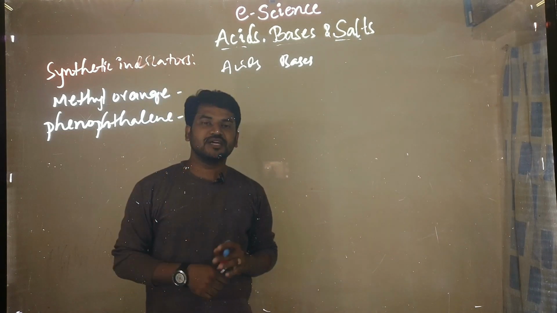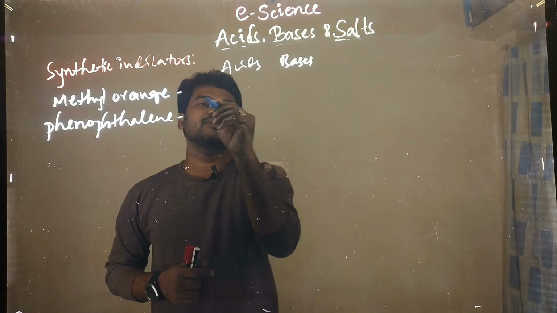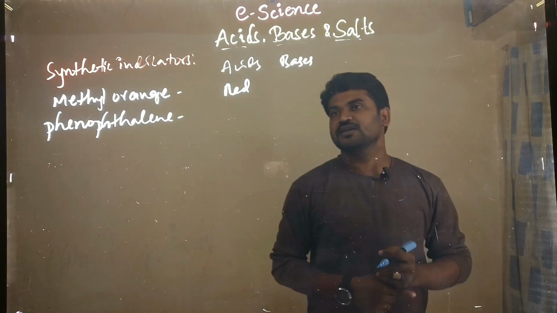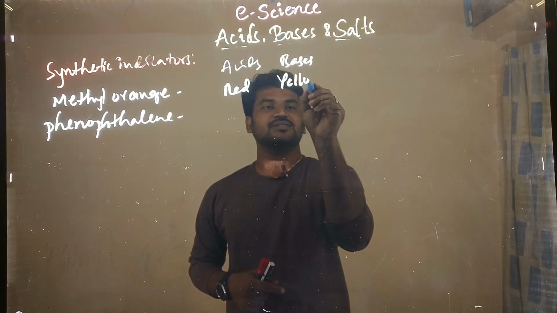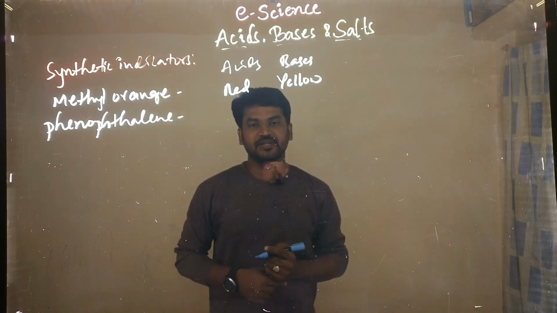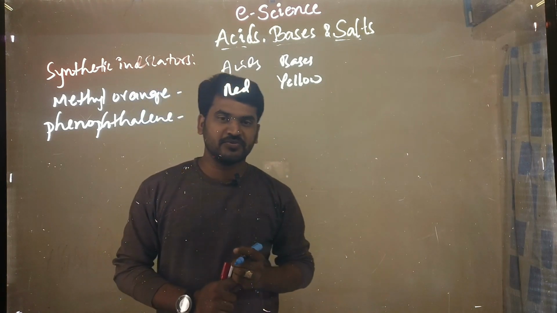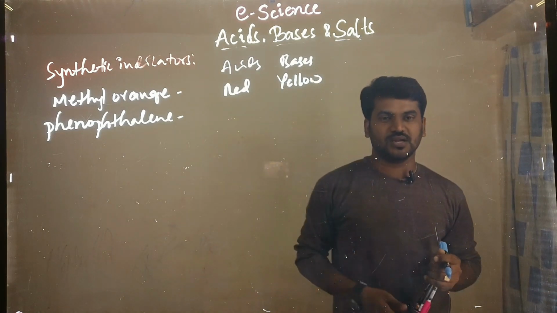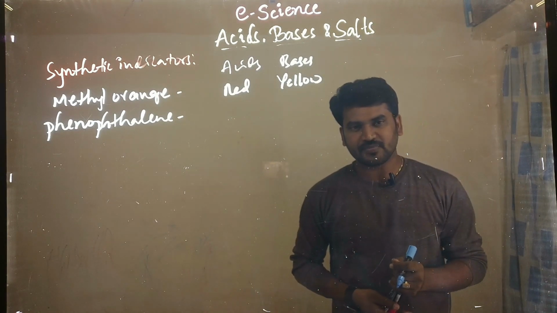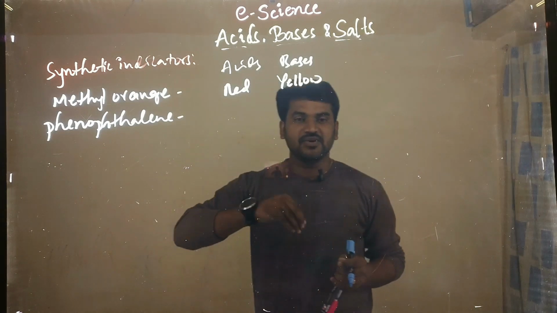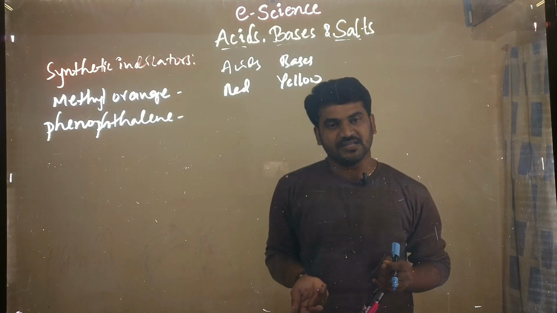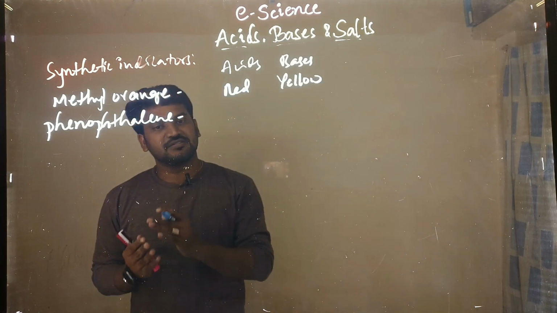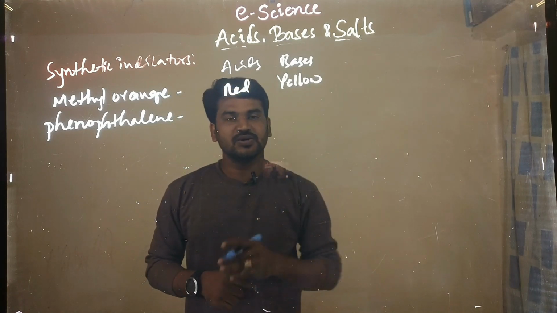Okay, right. Methyl orange gives red color in the presence of acids, and it gives yellow color in the presence of bases. Actually, methyl orange is an indicator which has a light yellow color, just we can call it a pale color. When you add this indicator in the acid, that color changes to red, and in the presence of base, it changes to yellow color.